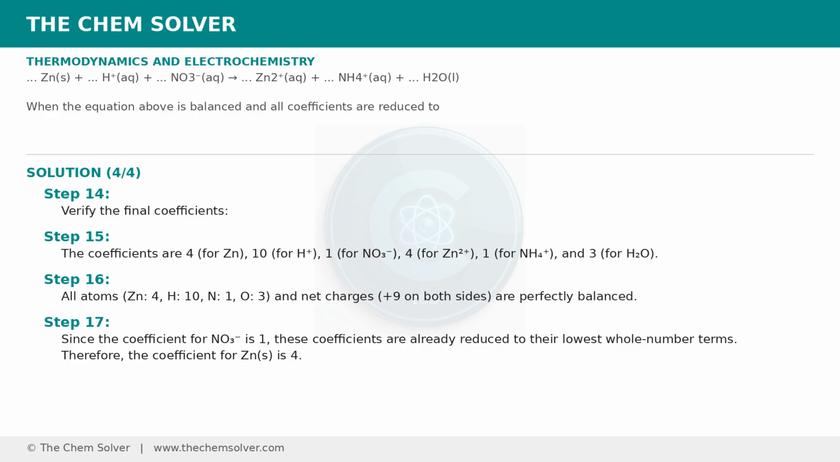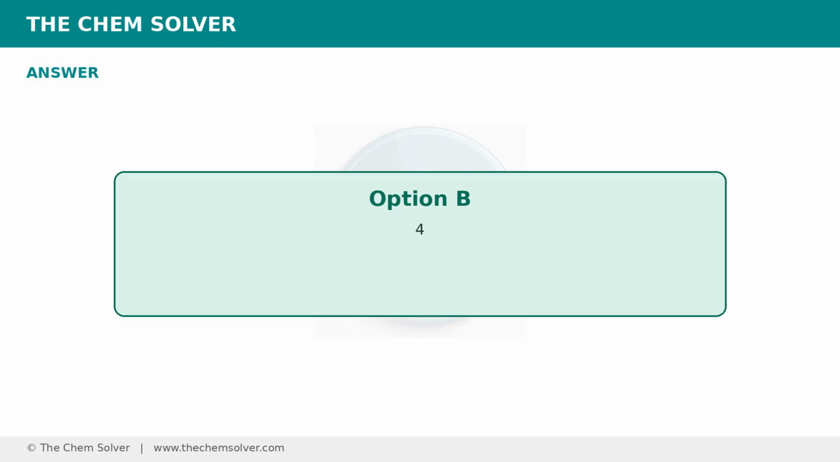Therefore, the coefficient for Zn is 4. The correct answer is option B, 4.